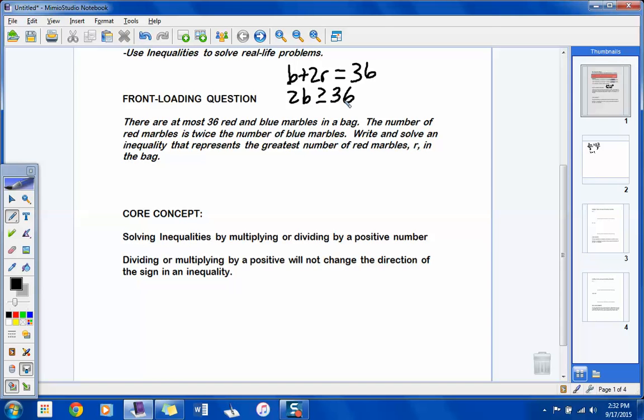Any other thoughts on how you might set something up like this? Allie, you have an idea? 2r plus b. I'm assuming R represents red and B represents blue. Any others? Anybody have a solution for this maybe then?